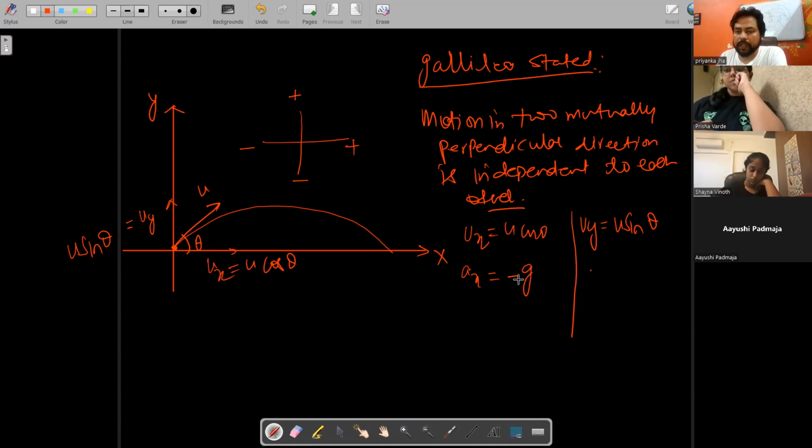And acceleration along x-axis is 0, acceleration along y-axis is minus g. See, acceleration is acting along y direction only. So this acceleration is not going to impact the component along x-axis. This is the meaning of this statement, right? Motion in two mutually perpendicular directions is independent of each other. So whatever component you have in y direction is not going to impact the motion along x direction, right?